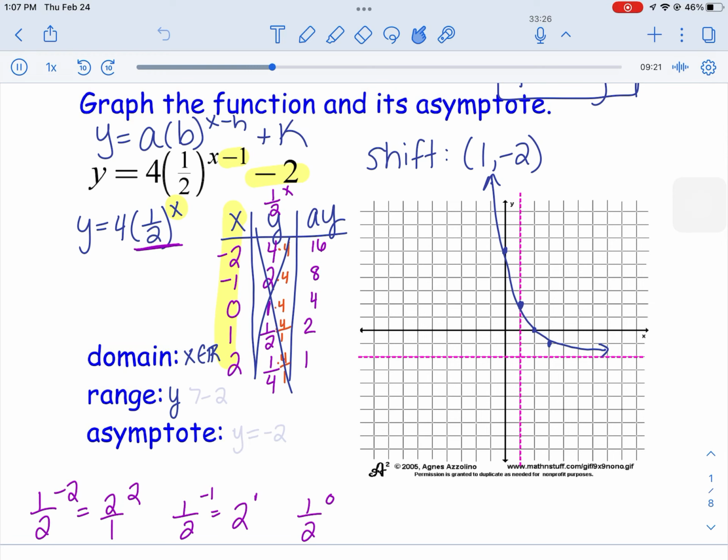Because over on my graph, I can plug in any x that I want, but all of my y values are going to be above this dashed line. That's why when I drew this, I made sure I didn't cross that either. That's your asymptote. It goes through the y-axis, so the asymptote is y equals negative 2. And all of my points opened up, all of my points were above negative 2 for my range.